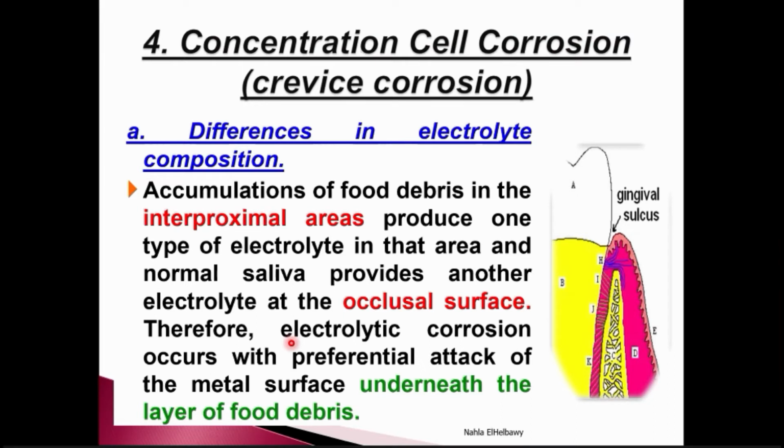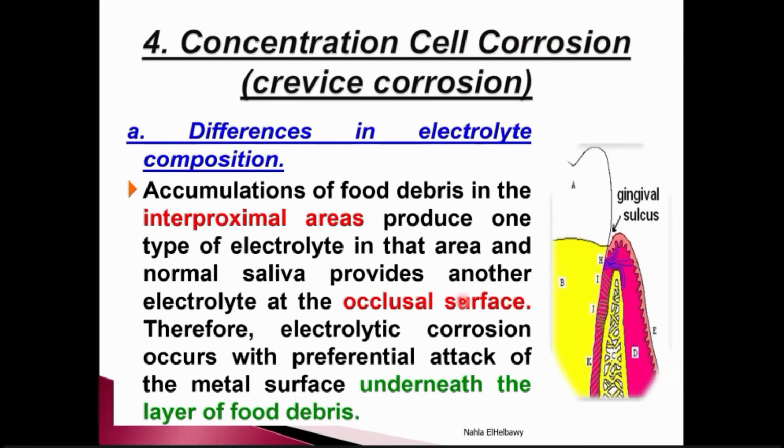For example, interproximal area, where there is a different type of electrolyte because saliva cannot flow inside. Similarly, in case of plaque accumulation, the part of metal that is under plaque will have different potential, and the part of restoration that is free from plaque will have different electric potential. So this difference in electric potential will lead to more corrosion.